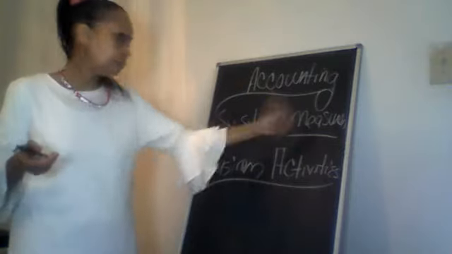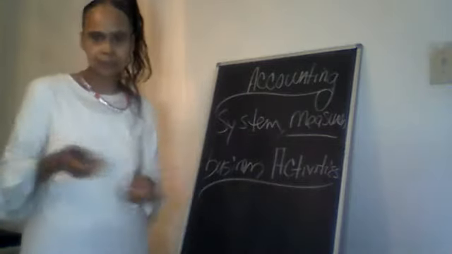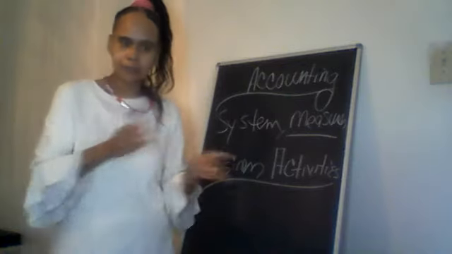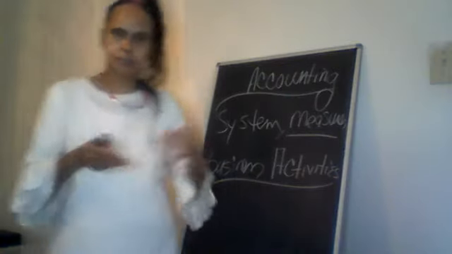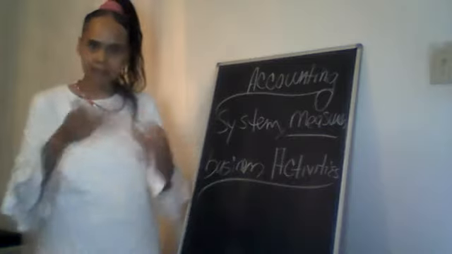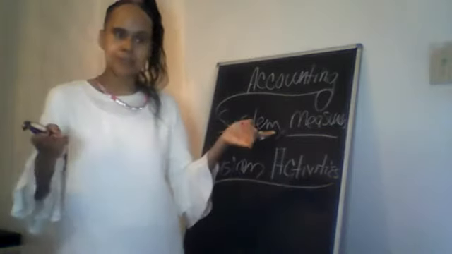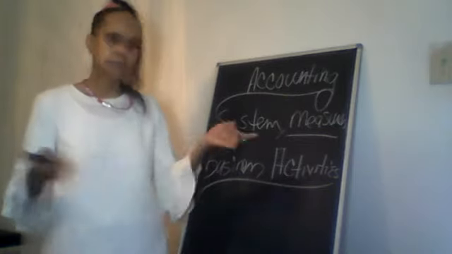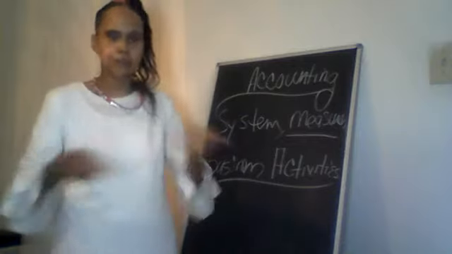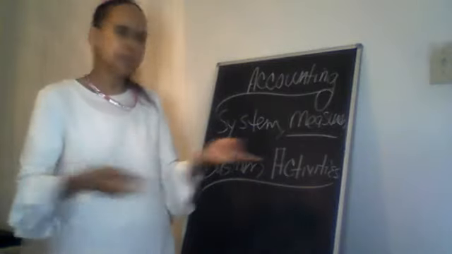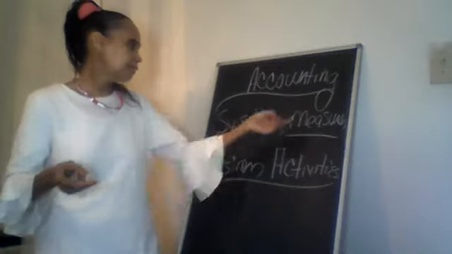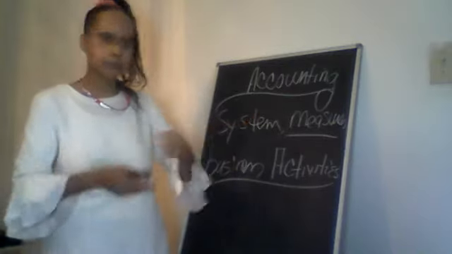So first of all, let's start out with the definition of accounting. Accounting is a system that measures business activities, and those activities are gathered up, and then reports are made. Those reports are made for decision makers. In other words, you take your activities and you measure them. It's a system that measures.